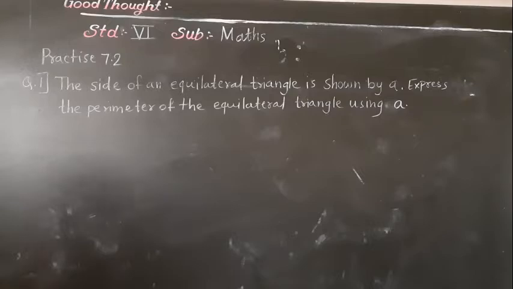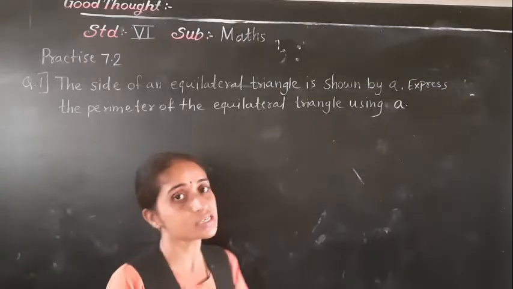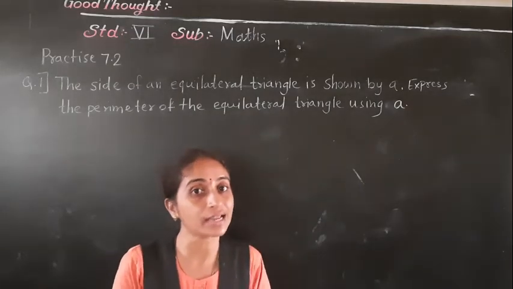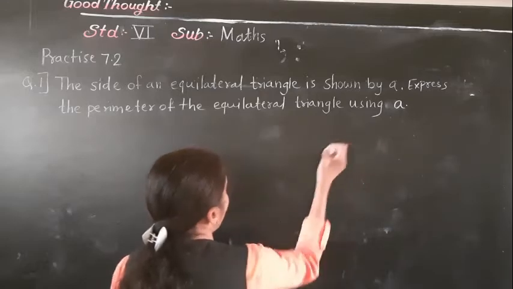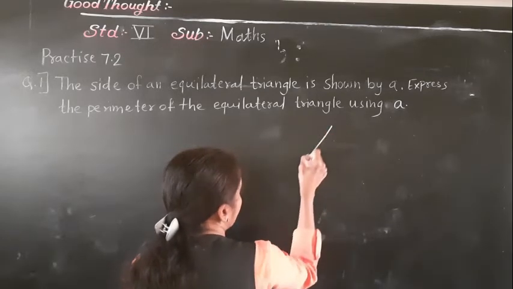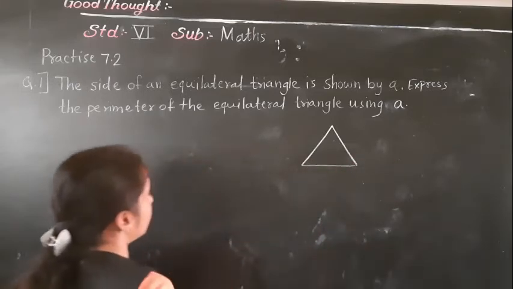The side of an equilateral triangle is shown by A. What is an equilateral triangle? An equilateral triangle means all its sides are equal. So here I will draw the equilateral triangle. Suppose this is the equilateral triangle.